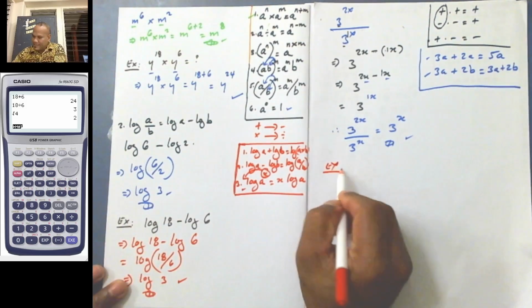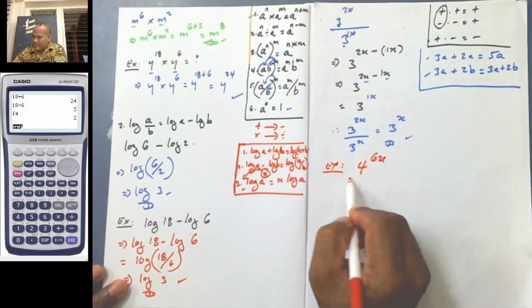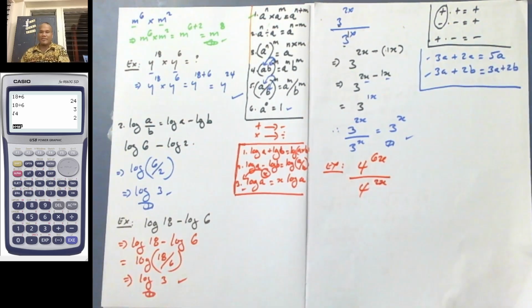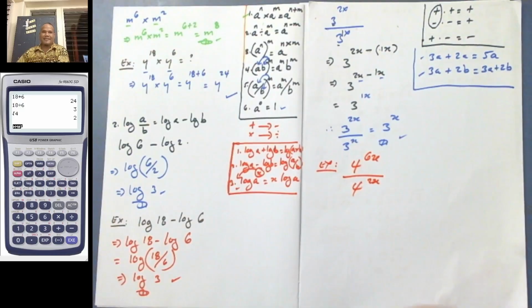Try and use the same concept in answering this question. Do this as an exercise. You can pause the video and answer it. 4 to the power of 6x over 4 to the power of 2x. You can pause the video and try that out. I give you 2 minutes, and your 2 minutes starts now.